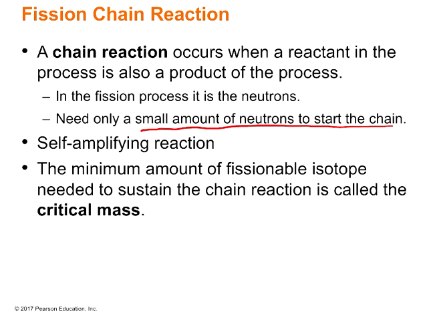Now, you do need a minimum amount of fissionable isotopes to start, and that minimum amount is called the critical mass. And so the critical mass is how much uranium-235 we would need in order for a chain reaction to occur.